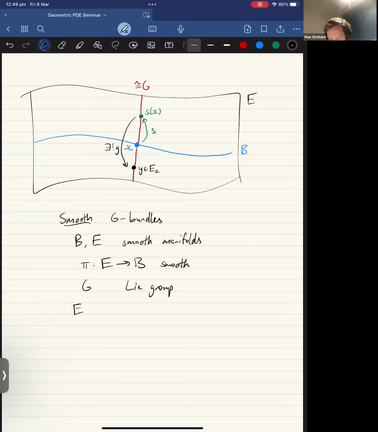And I also want the action to not only be continuous, but I want it to be smooth as well. And finally, I want these local trivializations that send your neighborhood of E, your pre-image of U, to your Cartesian product, I want these to be diffeomorphisms instead of just homeomorphisms. So we're just upgrading now to the smooth category by adding this additional structure.